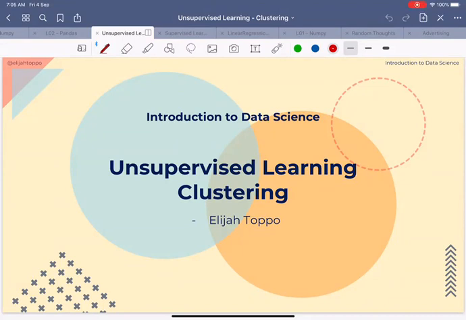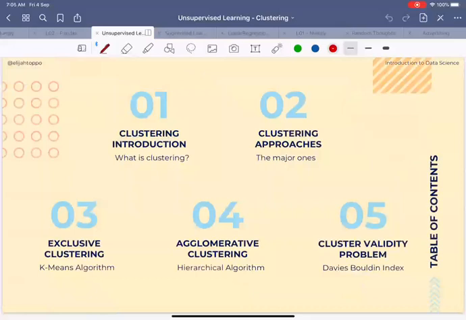Now we have moved into something called unsupervised learning, and we'll see how this works out. Okay. Do you have any questions before we continue into unsupervised learning? Okay. In that case, let me start discussing unsupervised learning.